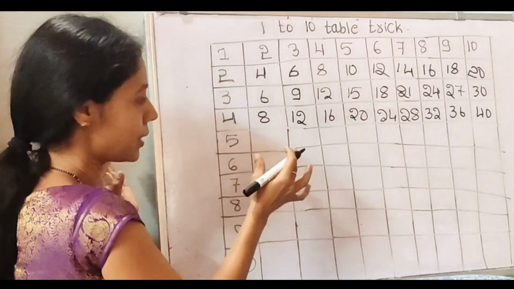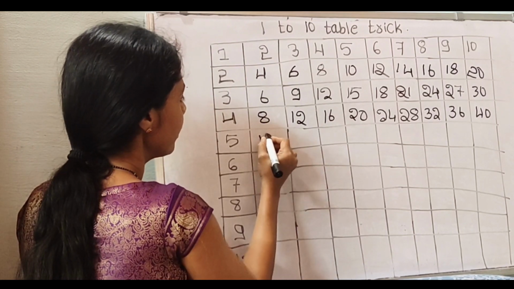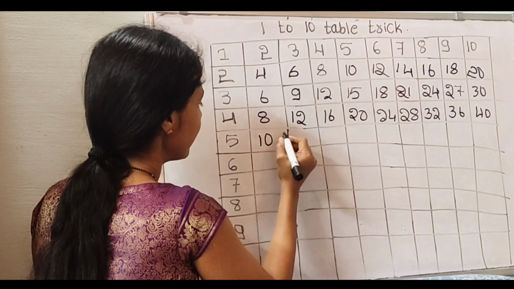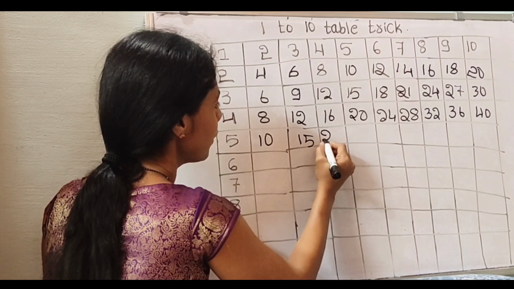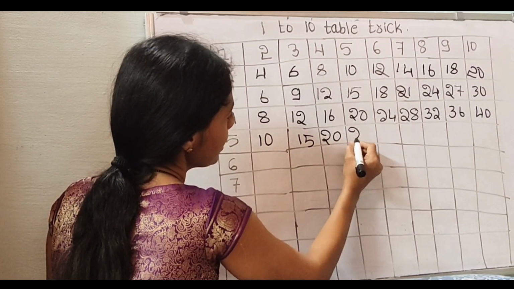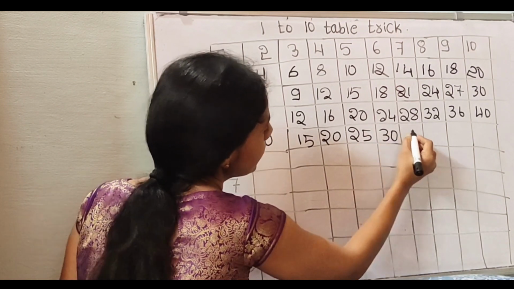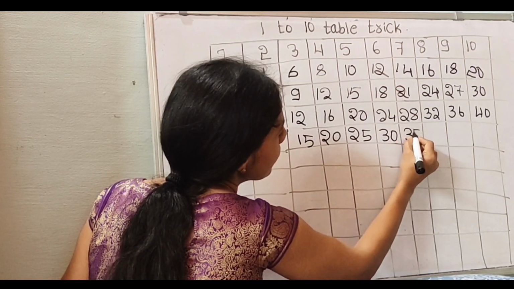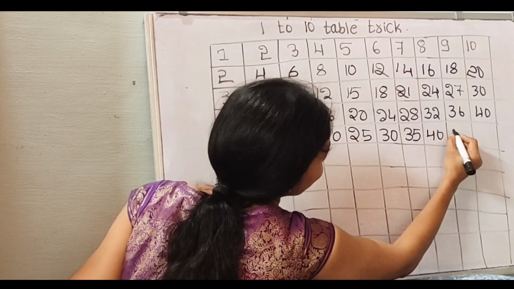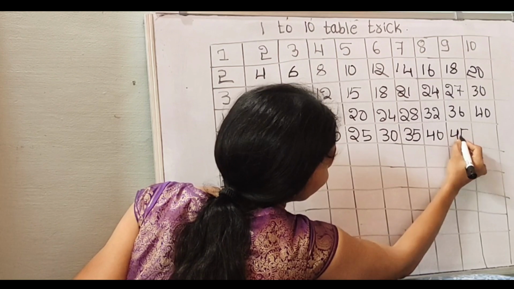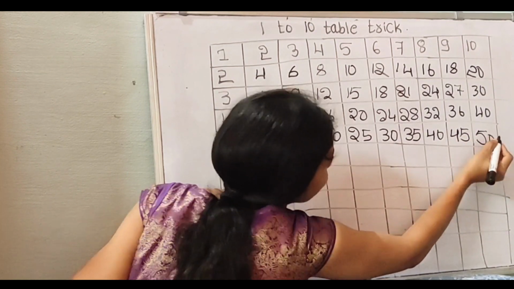Consider this row. 5 into 2 is 10. 10 plus 5 is 15. 15 plus 5 is 20. 20 plus 5 is 25. 25 plus 5 is 30. 30 plus 5 is 35. 35 plus 5 is 40. 40 plus 5 is 45. 45 plus 5 is 50.